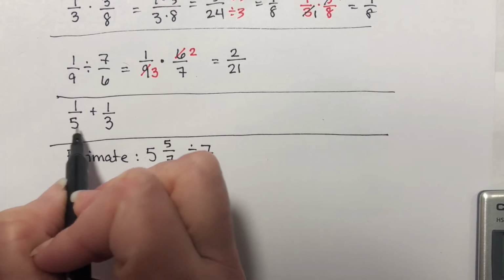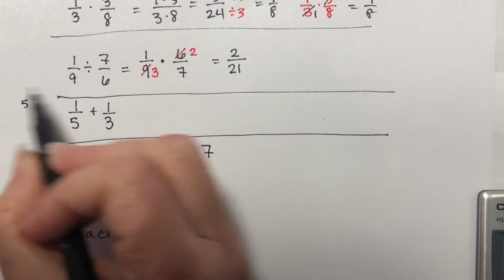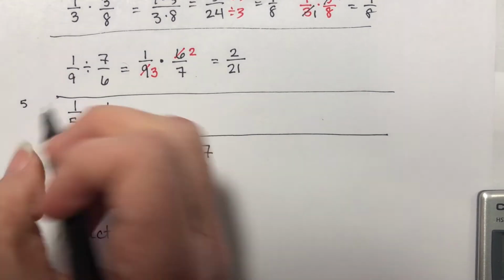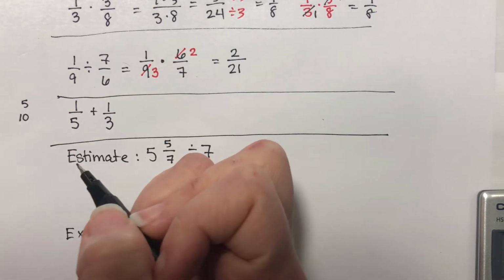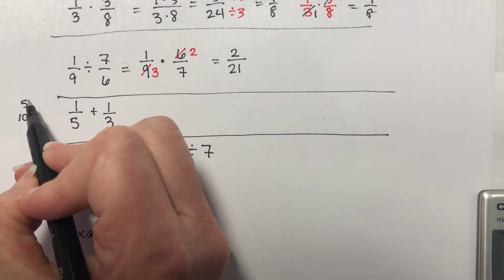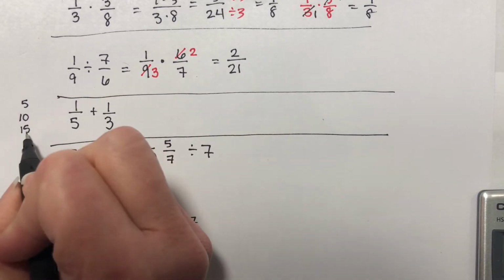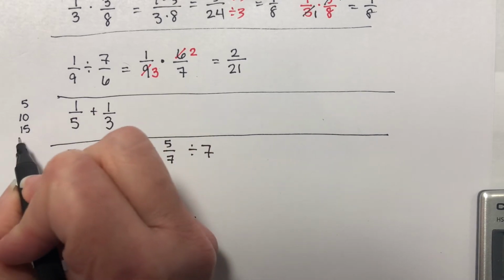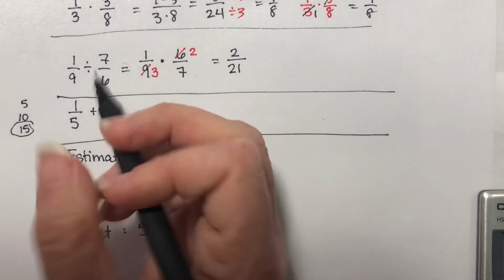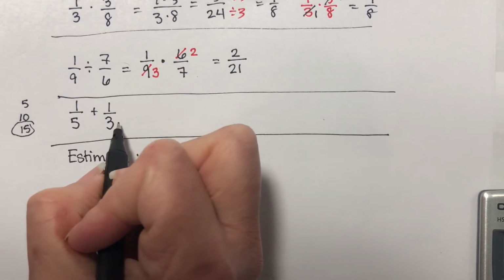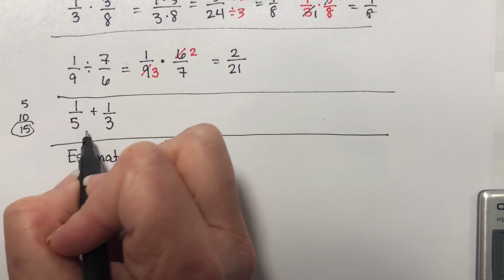One way of doing that is to take your larger denominator, which is 5. Ask yourself, does 3 go into 5? No. Take this number and double it. Does 3 go into 10? No. Take this number and multiply it by 3 to get 15. Does 3 divide into 15? Yes. Does 5 divide into 15? Yes. So 15 is your least common denominator. This will work if you start with a smaller number too. You're just going to have more steps. So generally speaking, it's better to start with your larger one.